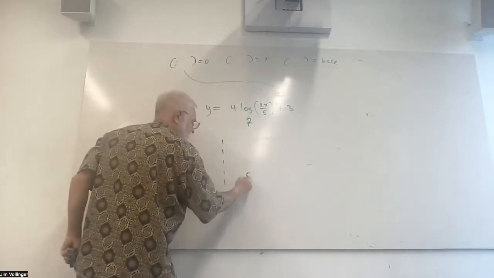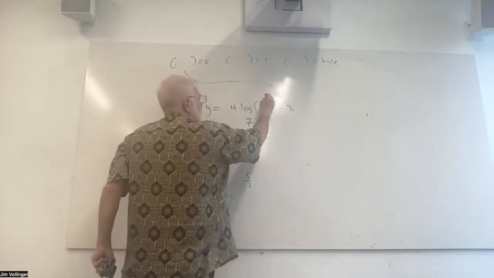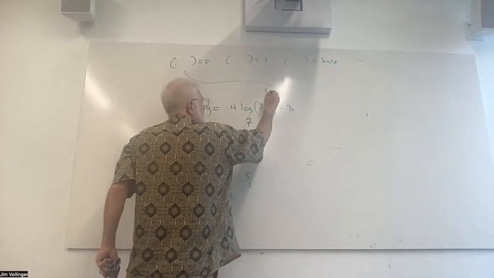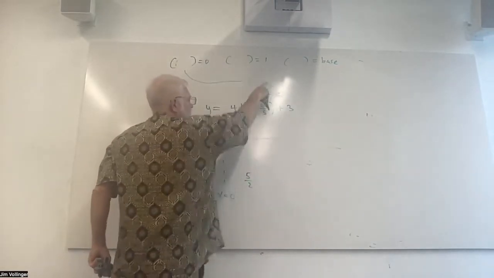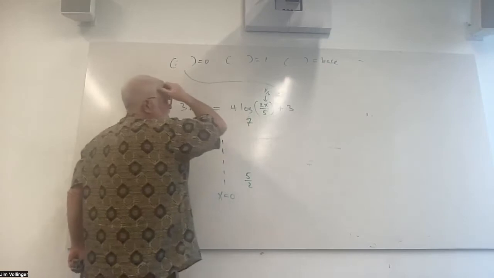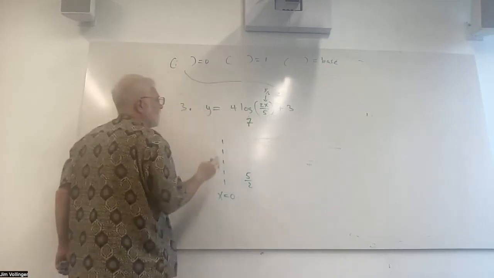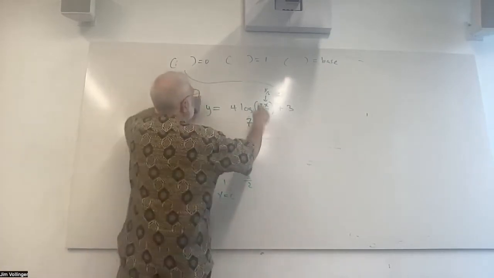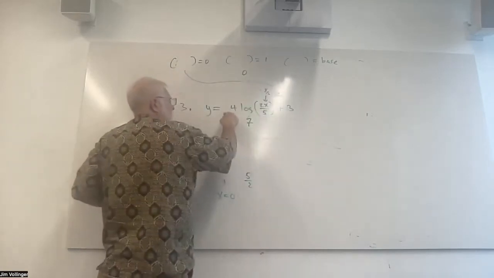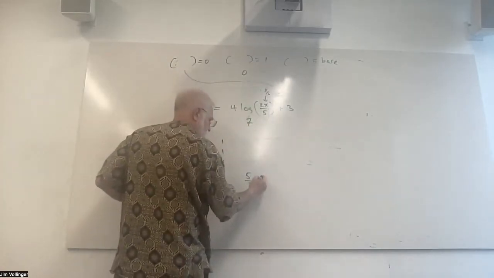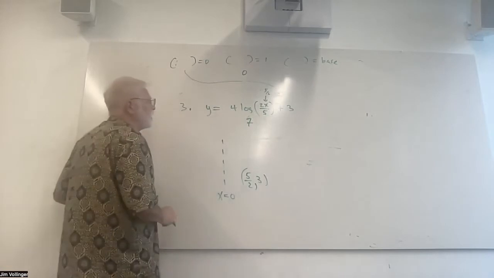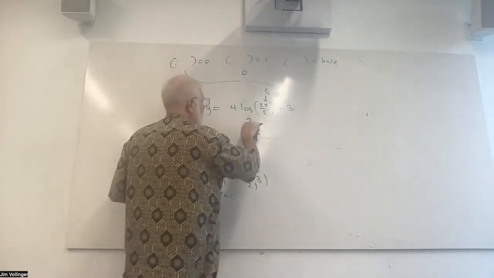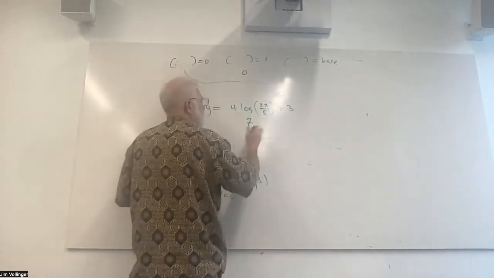So 5 halves, when I plug 5 halves in right there, right, the 2's cancel, the 5's cancel, and I just get the number 1. And if I make log 1, this becomes a 0. 0 times 4 is 0, plus 3 is 3. So 5 halves get you to 3. Then I want it to equal the base. So I want this to equal 7.